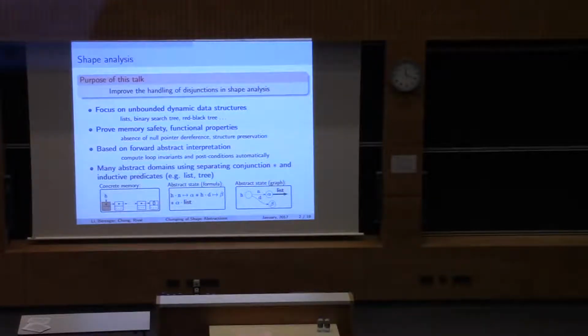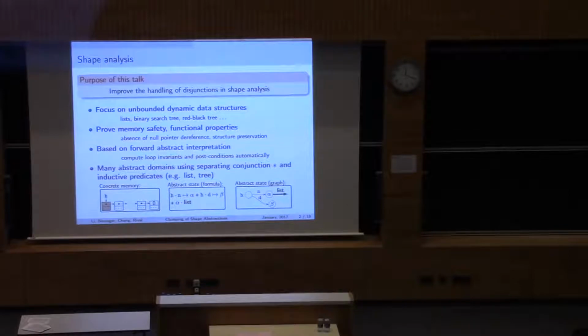So the purpose of this talk is to discuss how to improve the handling of disjunctions in shape analysis. Shape analysis focuses on analyzing programs dealing with unbounded dynamic data structures like lists and binary search trees. It aims to prove memory safety and functional properties like absence of null-pointer dereference and structure preservation. Most shape analysis work is based on forward abstract interpretation. It tries to compute loop invariants and post-conditions automatically from preconditions.